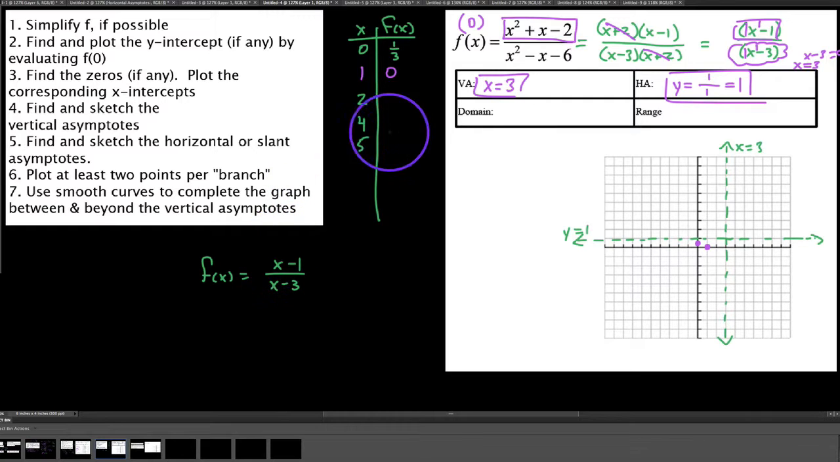On top here we're going to get 2 minus 1, which happens to be 1. And on bottom we're going to get 2 minus 3, which is negative 1. So it looks like we get a y value of negative 1 here. For 4 we get 4 minus 1 on top, which is 3. And we get 4 minus 3 on bottom, which is 1. So this will be at a height of 3. And then at 5, we get 5 minus 1 on top, which is 4. And on bottom, we get 5 minus 3, which is 2. So we get a height of 2.